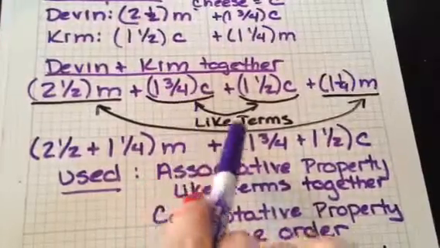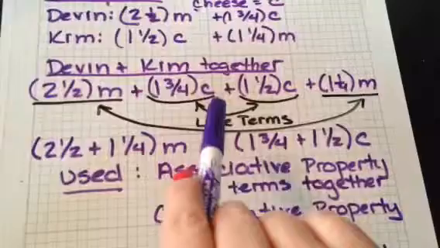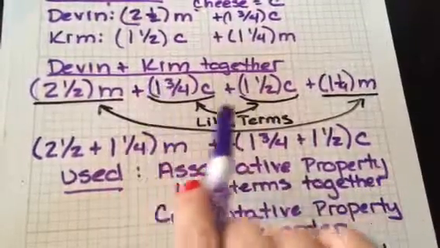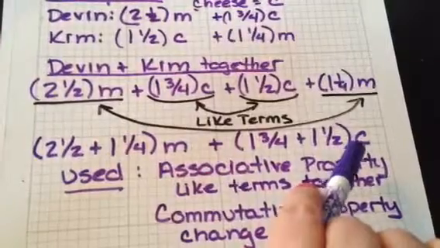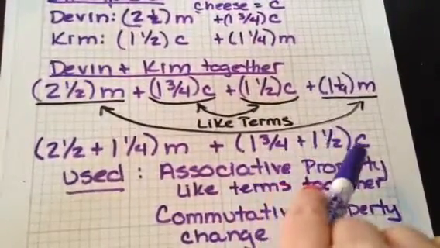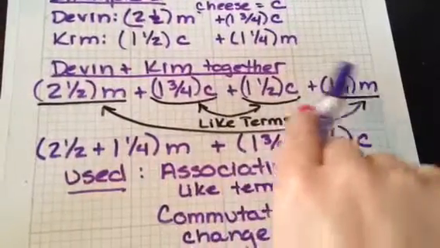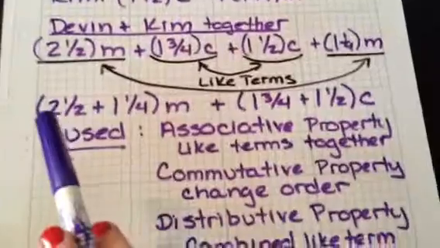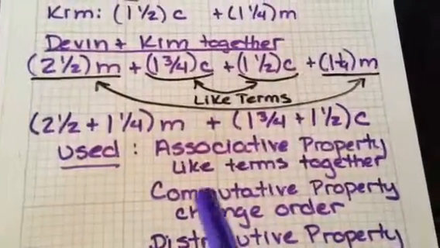Then I did the same thing with my C terms. I took my 1 3/4 and my 1 1/2, and I pulled those two numbers out and put C on the outside, and I have my 1 3/4 plus 1 1/2 C. So I combine those like terms. So this whole expression here can be rewritten just like this expression.